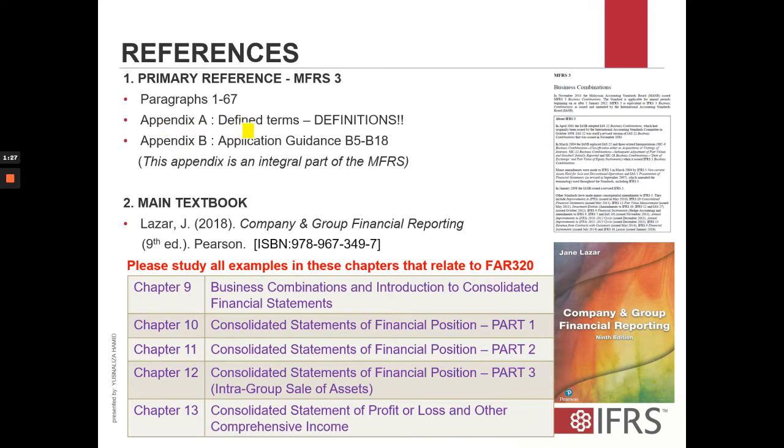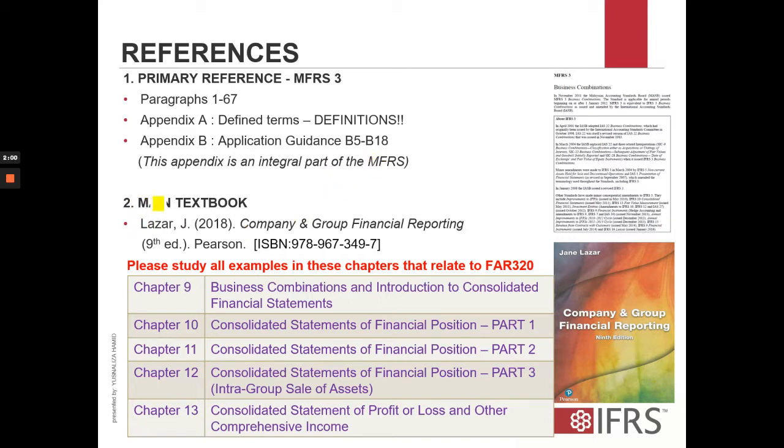And you have all the defined terms, or the definitions, in Appendix A. Appendix A is very important because it defines all the important terms within the context of business combination, MFRS 3. And Appendix B is the application guidance. Please focus on Appendix B5 to B18 only. And let me remind you that the appendix itself is an integral part of the MFRS.